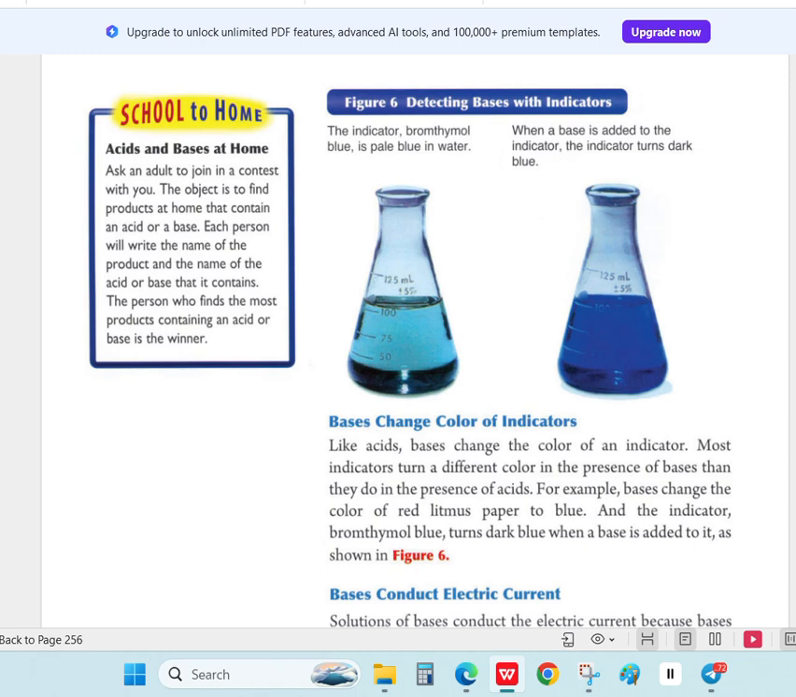We have an indicator called bromothymol. The original color of bromothymol is pale blue. When we add a base to this indicator, the color of the indicator changes from pale blue to dark blue.